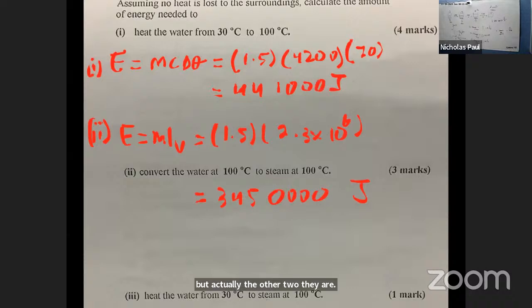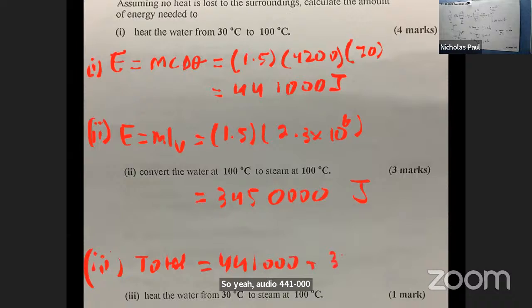And part 3. They want to go from water at 30 to steam at 100. Just add the 2 values. Just add them. That's technically the total energy. So you add your 441,000 and your 3,450,000. That's it. You get your answer.